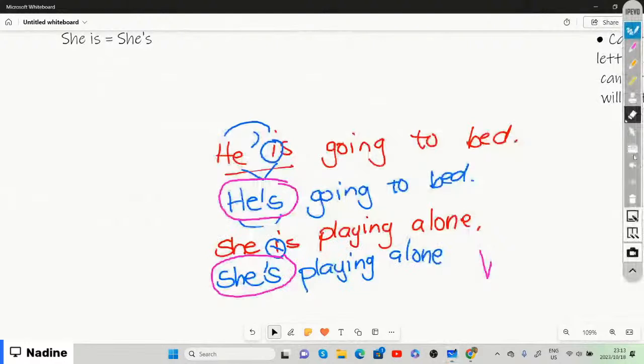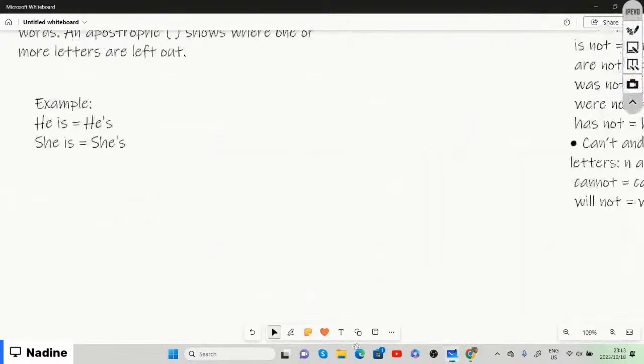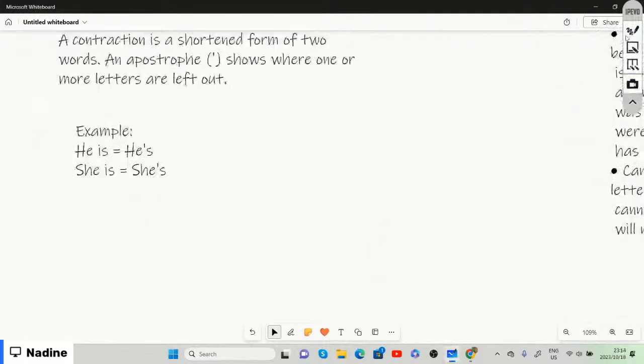Okay, that doesn't want to move. Let's remove it. Okay, so if we look at another example.